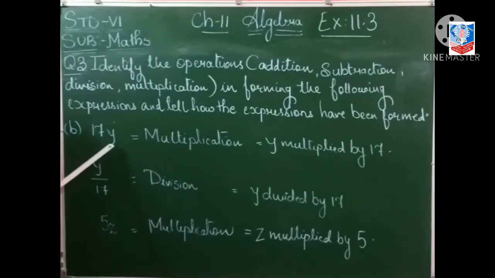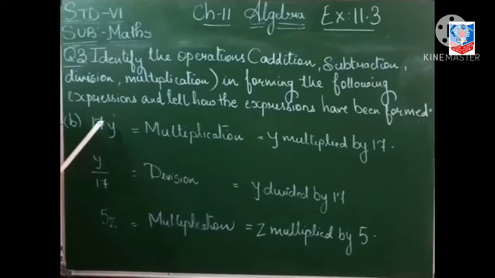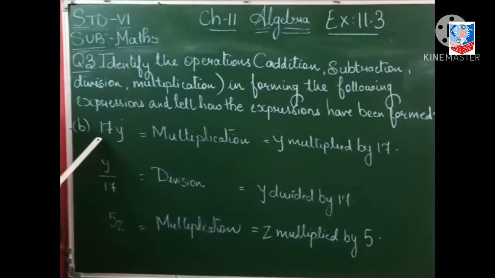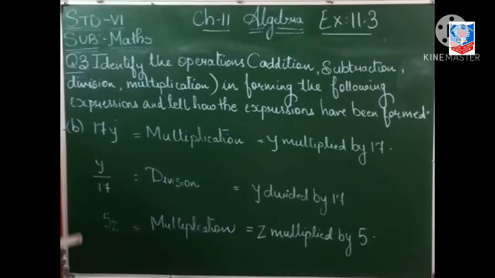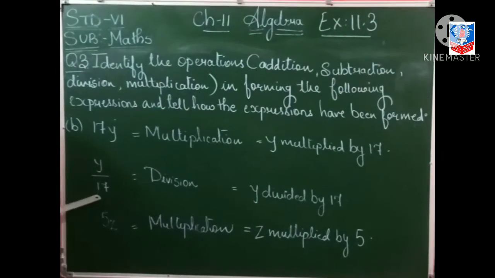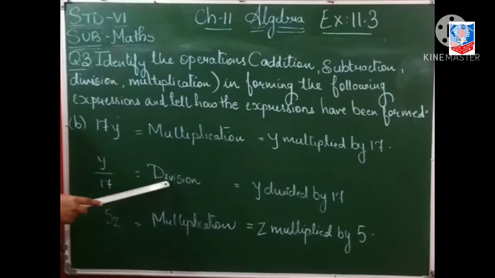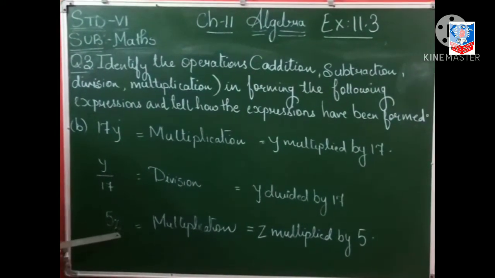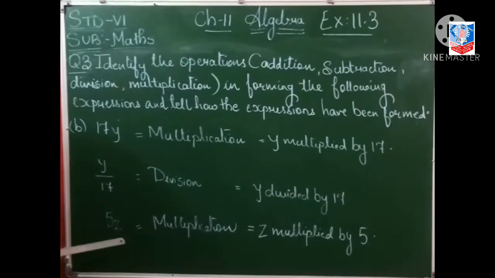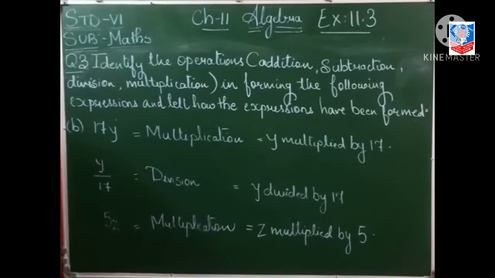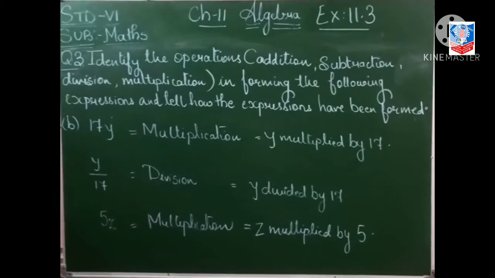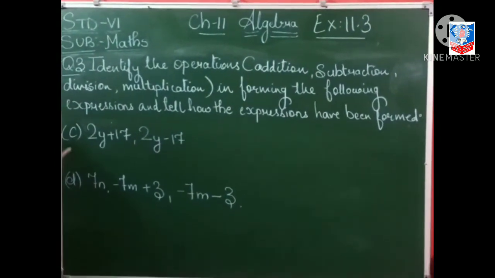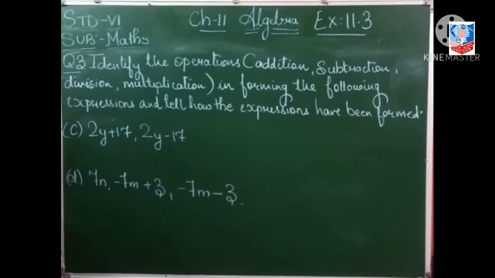Next, 17y. Now see, the operation is multiplication. y is multiplied by 17. Next, y divided by 17. Operation is division. 5z: again multiplication, z multiplied by 5. C and D, this is your homework.